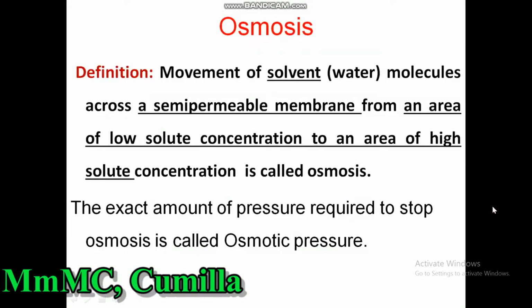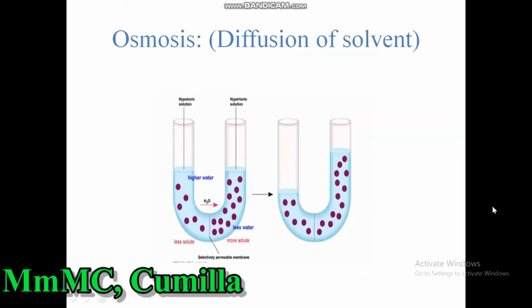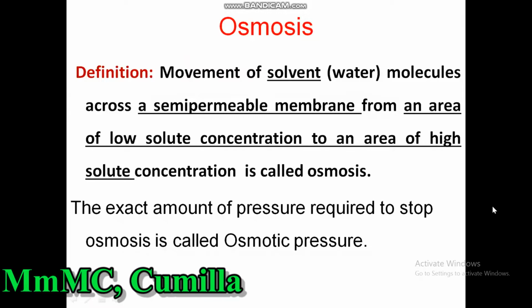Now let us discuss osmosis. Osmosis means the movement of the solvent, that is water molecules, across a semi-permeable membrane from an area of low solute concentration to an area of high solute concentration. The semi-permeable membrane must be present, because it only allows the solvent molecules and prevents the entry of solute molecules.